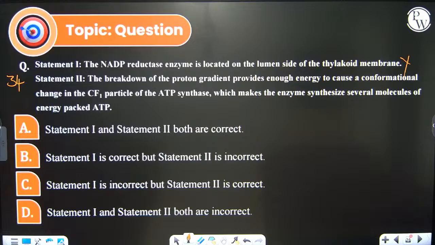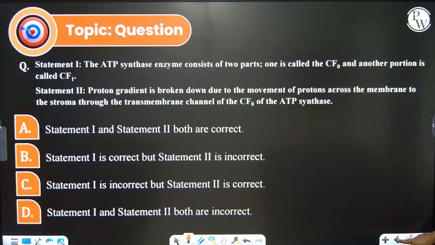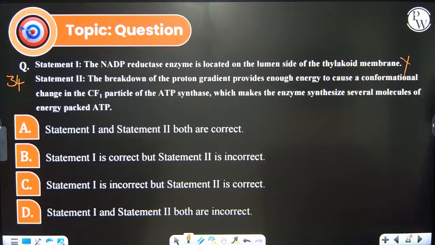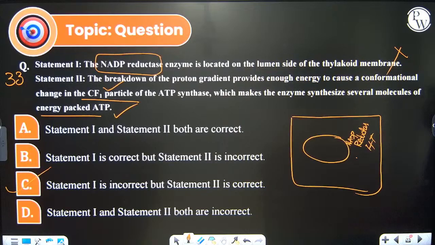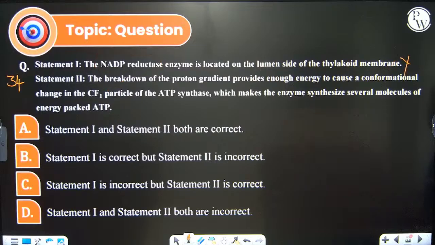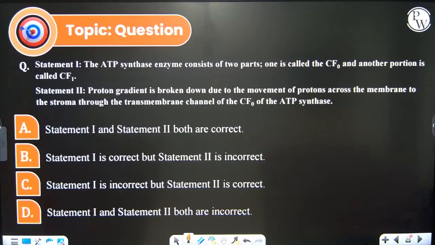The breakdown of the proton gradient provides enough energy. Okay, I think I just did this question, right? No, let's see once again. The NADP reductase enzyme is located on the luminal side of the thylakoid membrane. Wrong. The breakdown of proton gradient provides energy. This is a repetition. We just did this question.